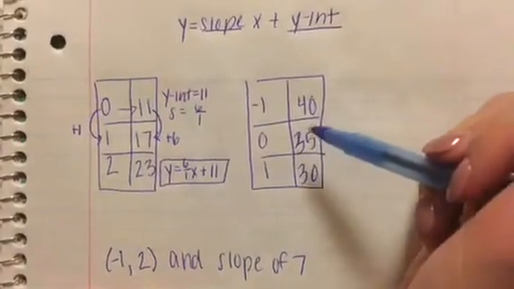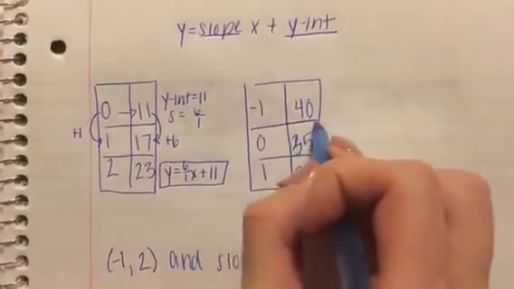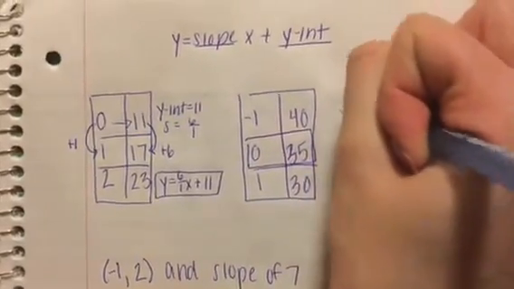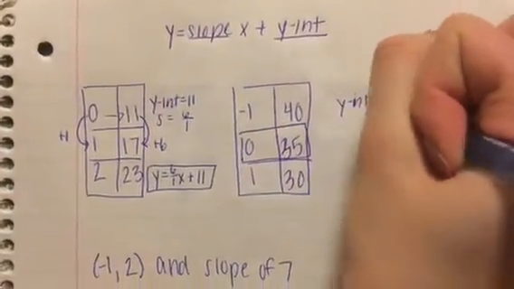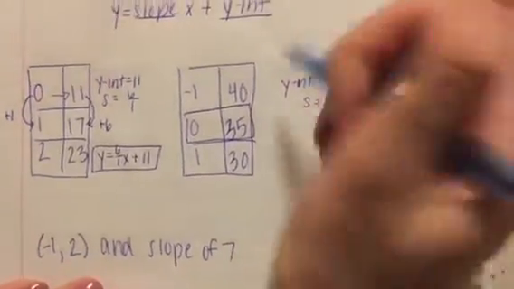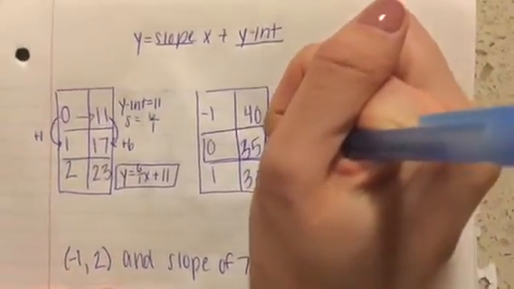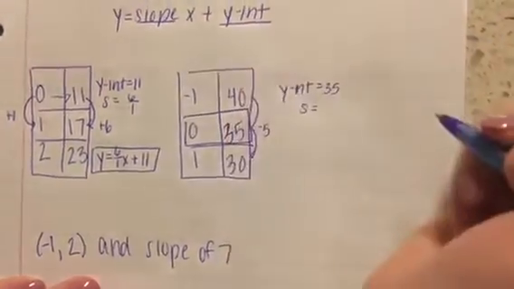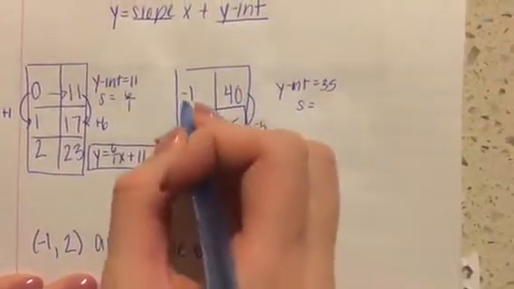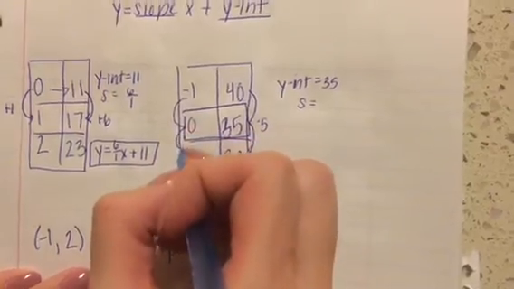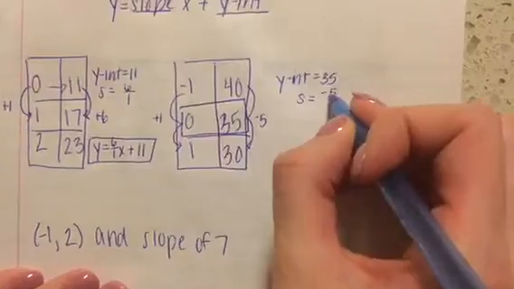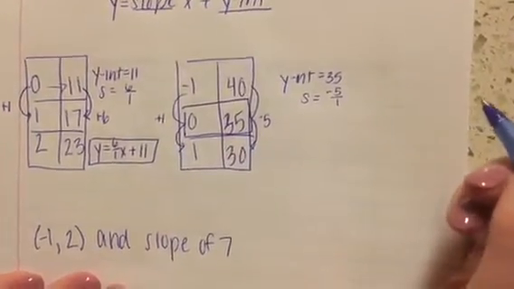In order to find what my y-intercept is, remember it's always across from your 0. So my y-intercept here is 35. My slope, over here we're getting smaller, and from 40 to 35 I subtract 5. Over on this side we're getting bigger, and we're actually getting bigger by 1. So my slope is negative 5 over 1.